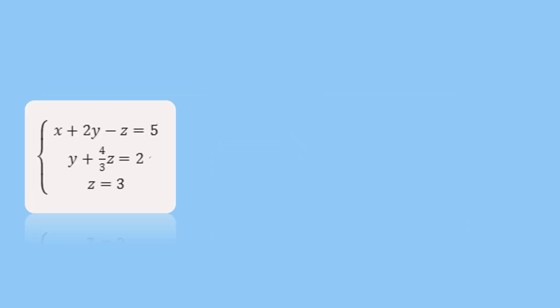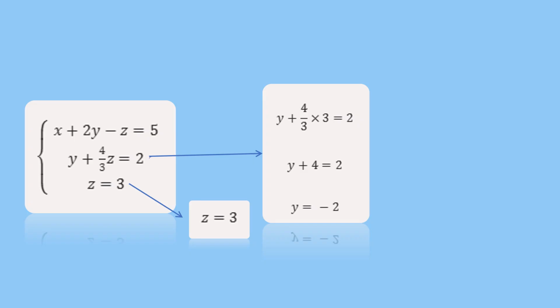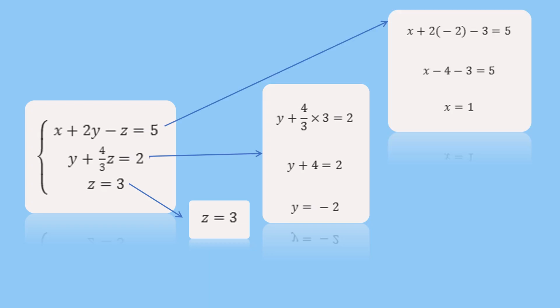Now that the equations are clearly written out, we start with the third row, which tells us that the value of the last variable is 3. Substituting this into the second row allows us to determine the value of the second variable, which simplifies to -2. Next, we take these known values and substitute them into the first equation. This allows us to solve for the final variable, which is determined to be 1.